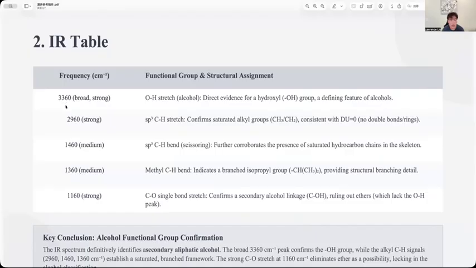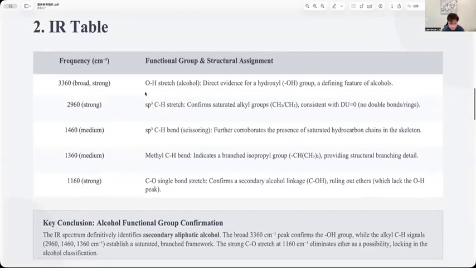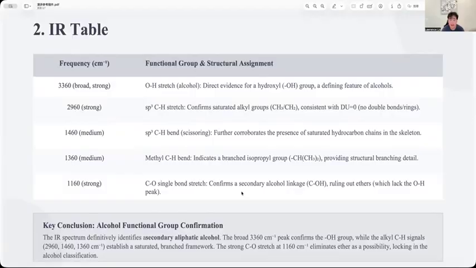Next, peaks at 2960, 1460, and 1360 confirm the presence of saturated alkyl groups, consistent with our DU equals 0 finding. Finally, the strong C-O stretch at 1160 confirms that we are dealing with an alcohol, effectively ruling out the ether possibility. In summary, the IR spectrum strongly supports the presence of an alcohol functional group on a saturated alkyl skeleton.